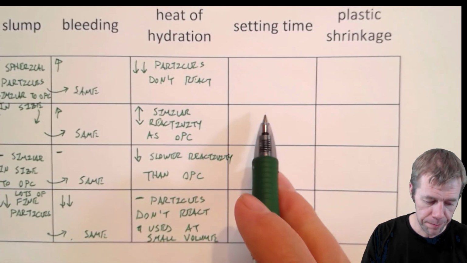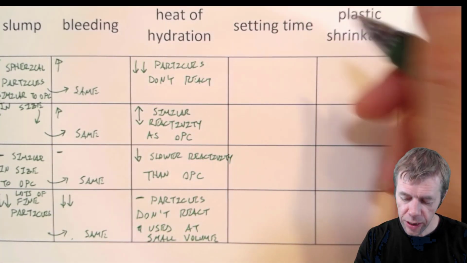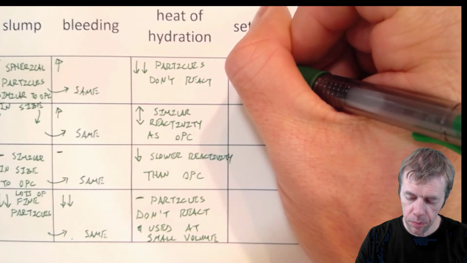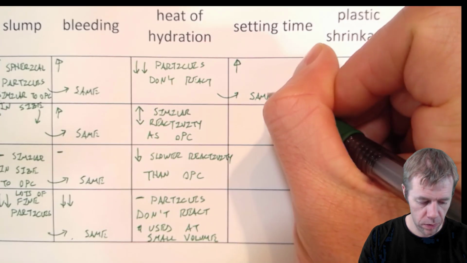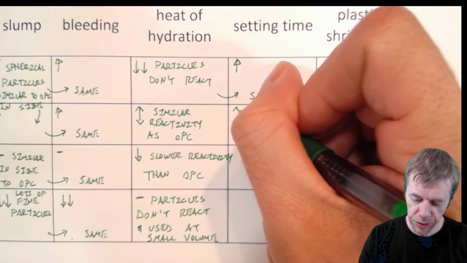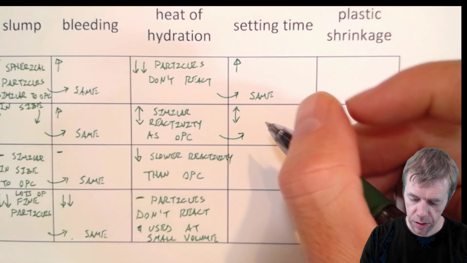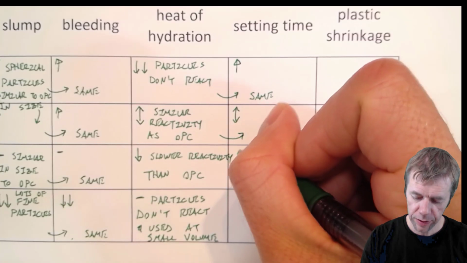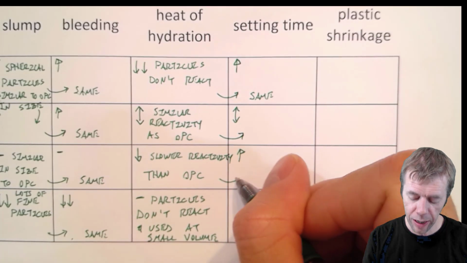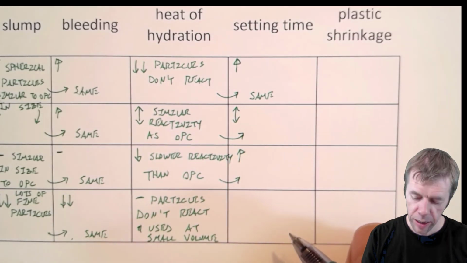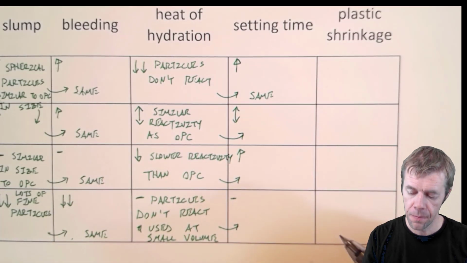So let's move on to setting time. So your setting time's going to go up, and this is for the same reason. And here your setting time could vary, same reason. Setting time is going to go up. It's going to take it longer for slag to set up because it's got a slower reactivity than OPC. And setting time for your silica fume is about the same.